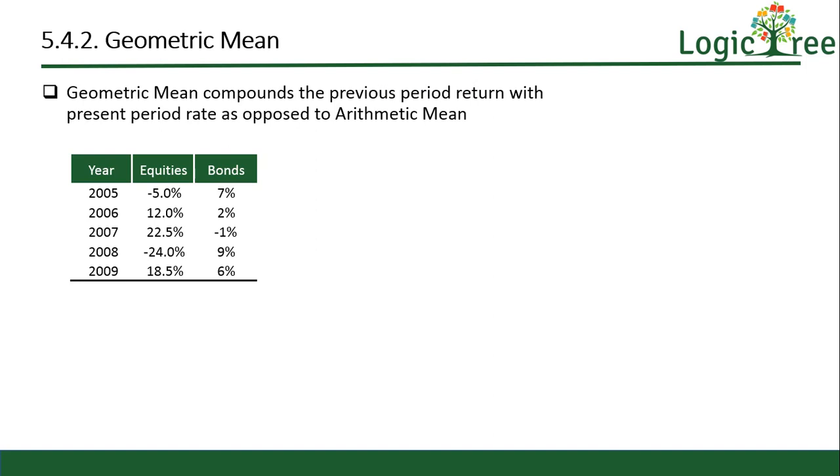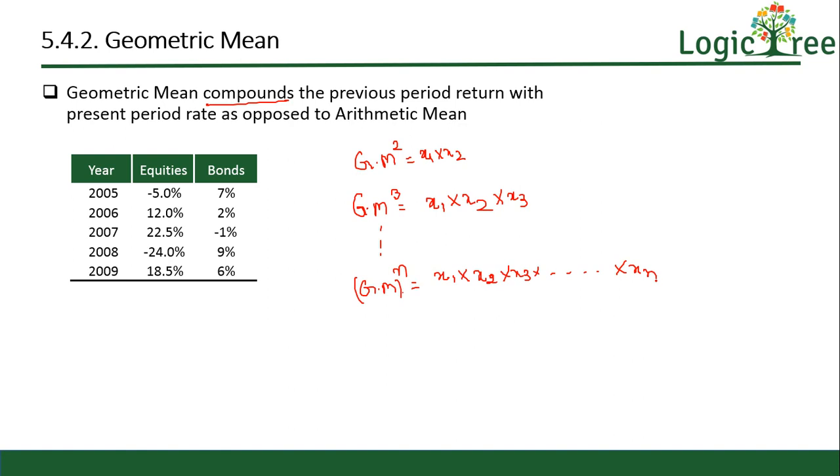So next comes the geometric mean. Geometric mean is a little different from arithmetic mean because now it considers the effect of compounding. If you remember, to find the geometric mean of two numbers, geometric mean squared equals x1 into x2. This is something we have done in our earlier classes in primary education. If I have to find the geometric mean of three numbers, it would become geometric mean cubed equals x1 into x2 into x3. Similarly, for n numbers, geometric mean raised to the power n equals x1 into x2 into x3 continued to xn. So this is the geometric mean in case of numbers.